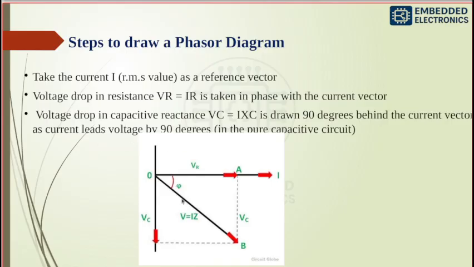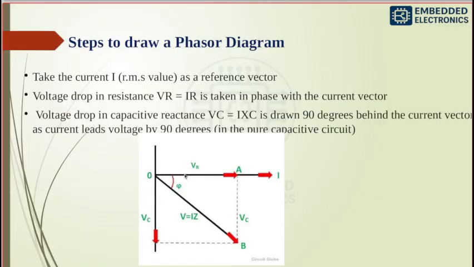That you can see here. We need to take current as the reference vector. VR is nothing but IR, so this is taken in phase with the current vector. We know that in a pure resistive circuit, resistance is in phase, that is, current is in phase with the voltage.